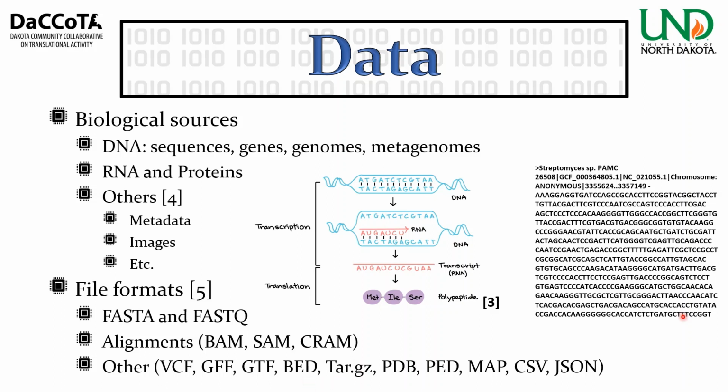tar.gz files are compressed file types, so often these other types of files will be compressed with a tar.gz, and you need to unzip or uncompress them. PDB is atomic coordinates for storing 3D protein structure by the Protein Data Bank. PED files are for pedigree analysis. MAP files accompany PED files. CSVs are comma-separated values. These text files can be opened in Excel, so it's very useful to be able to examine these types of files, and these often will be metadata files or others. And then there's JSON, JavaScript Object Notation. These are common in other industries, but apparently they've been growing quite a bit in bioinformatics, so we'll probably be seeing them more and more.